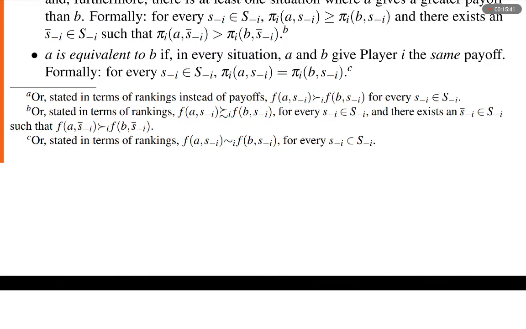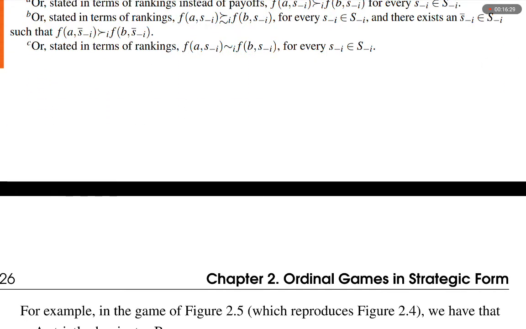or stated in terms of rankings, f of A comma S sub negative I is better than or just as good as f of B comma S sub negative I for player I, for every S sub negative I an element of capital S sub negative I. And there exists an S bar sub negative I, an element of capital S sub negative I, such that f of A comma S bar sub negative I is better than f of B comma S bar sub negative I for player I.